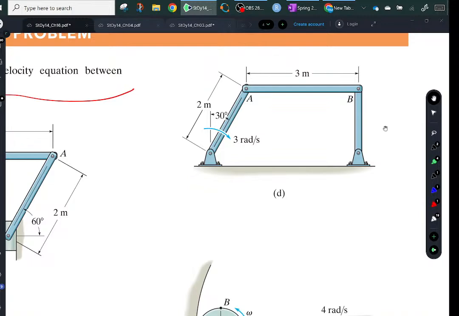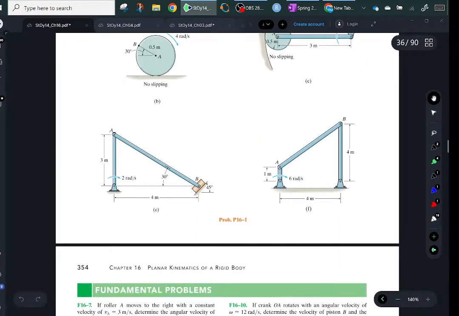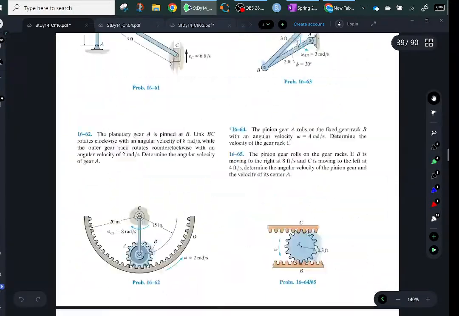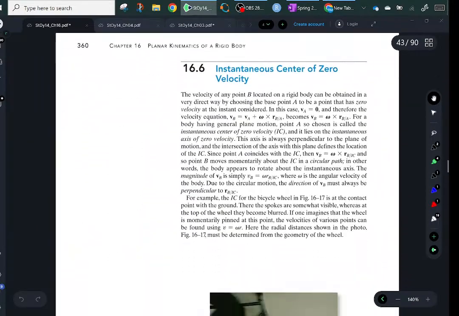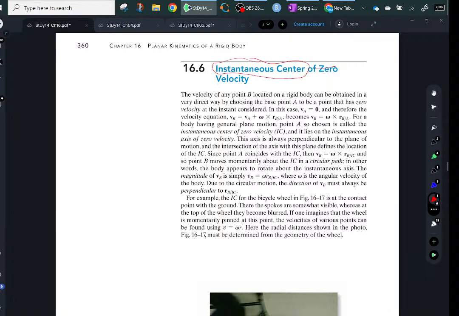So let's do more of these problems, but let's do them two different ways. I'll go to the next section and show you the two different ways, and then I'll go back because some of the problems are the same. There's this section called instantaneous center. I usually don't hear the term zero velocity, but I usually hear instant center. But zero velocity is okay.